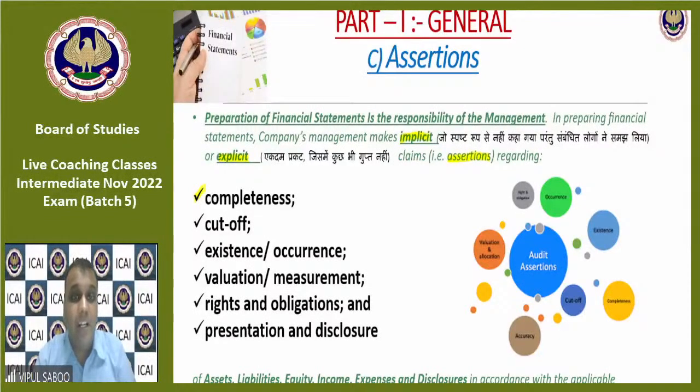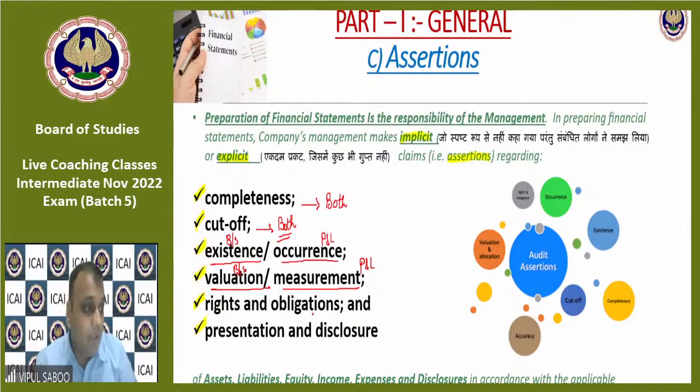completeness of that underlying assertion, cutoff, existence or occurrence, valuation or measurement, rights and obligations, presentation and disclosure of what? Of assets, liabilities, equity, income, expenses, and disclosures. Like completeness. Completeness is for both assets, liabilities, income, expenses. Cutoff is for both assets, liability, income, and expenses. Existence, balance sheet items, assets and liabilities. Occurrence, profit and loss items, your revenue and expenses. Valuation, balance sheet items. Measurement of income and expenses, profit and loss. Rights and obligations, and presentation and disclosure. Okay? Fine till now?